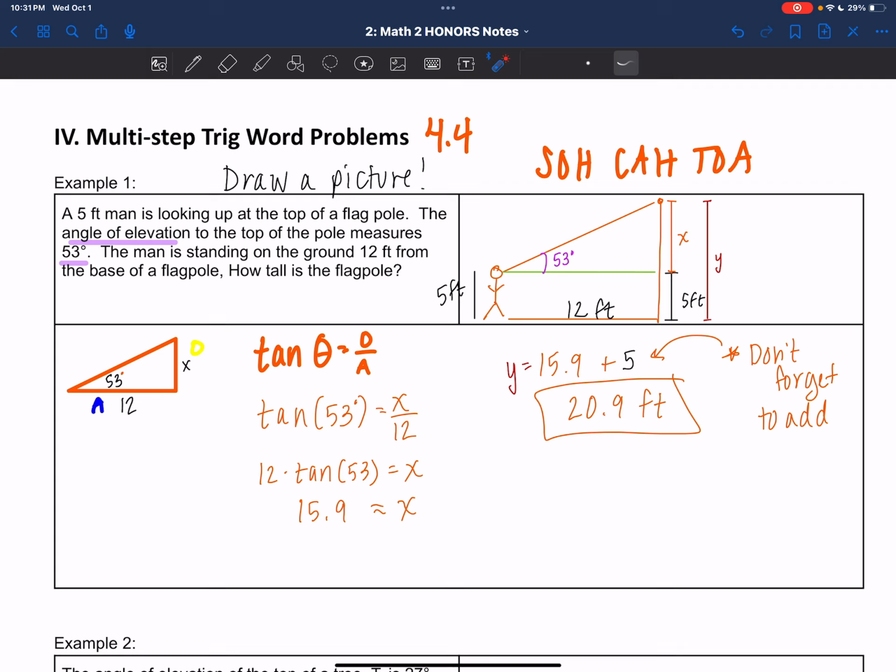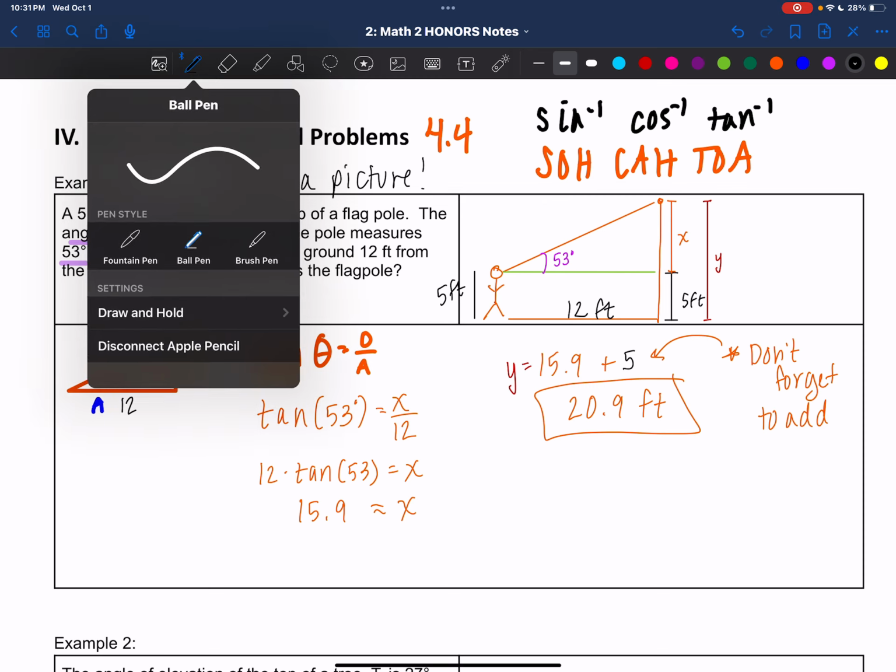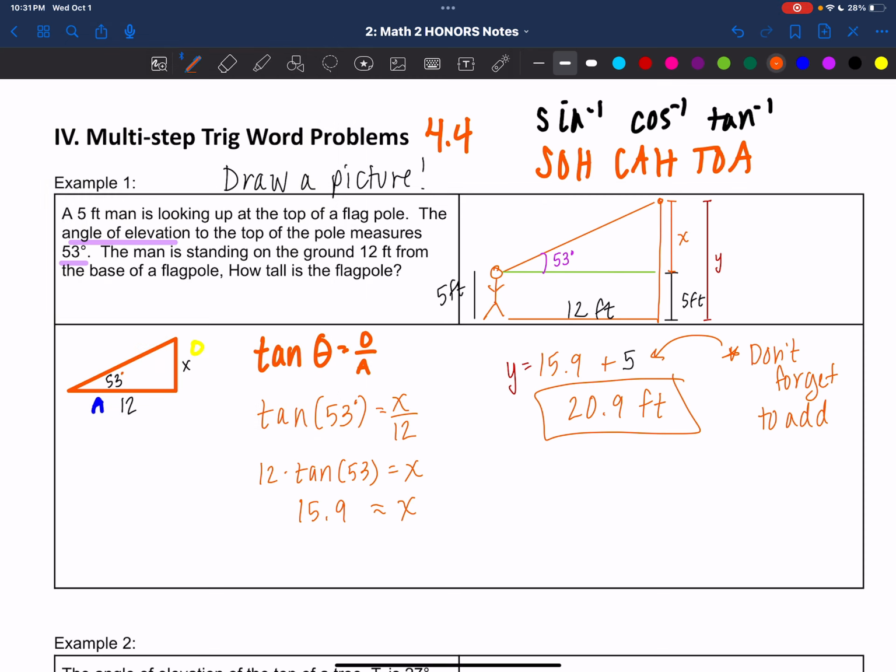It doesn't have to be a work of art as long as you understand what you're looking for. And then remember, you're either going to use sine, cosine, tangent, or you're going to use the inverse. So you're going to use one or the other depending on which way you go. All right, so let's go ahead and get started here.